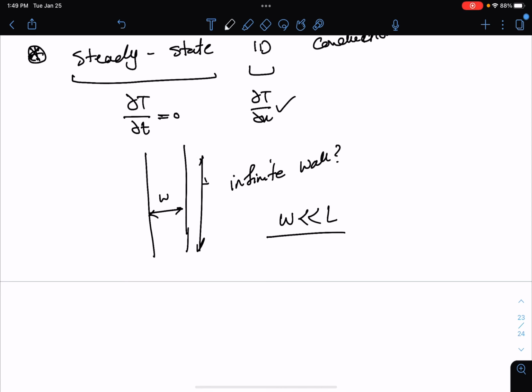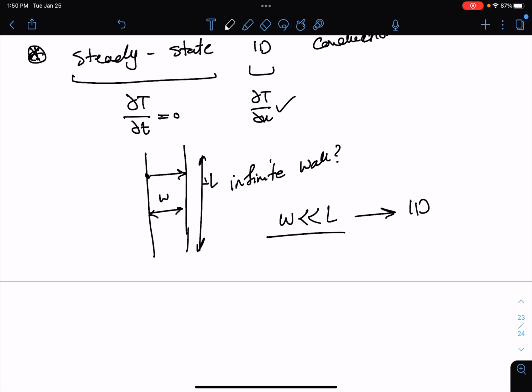If this is the length, let's say you have a door. A door is a very good example of an infinite wall when you're talking about the middle of the door, not the boundaries of it, right? So the height, whatever you want to call it, is like 2 meters, but the width is like 5 centimeters. It's much larger. So what can we say? What can we assume when we have an infinite wall condition? We can safely assume that we have 1D heat transfer. Heat transfer only goes from one point of the wall to this other point.